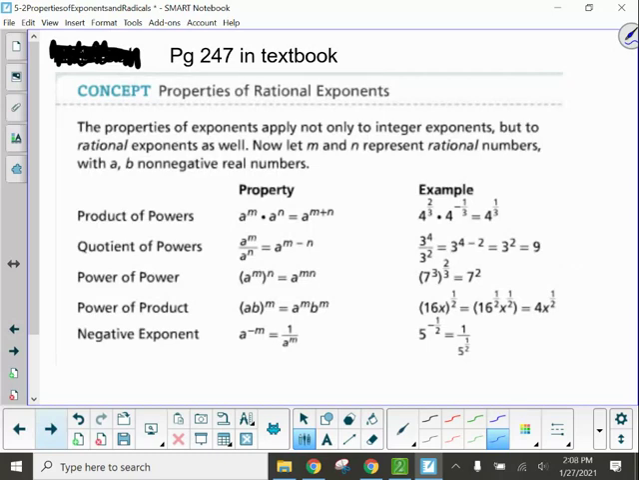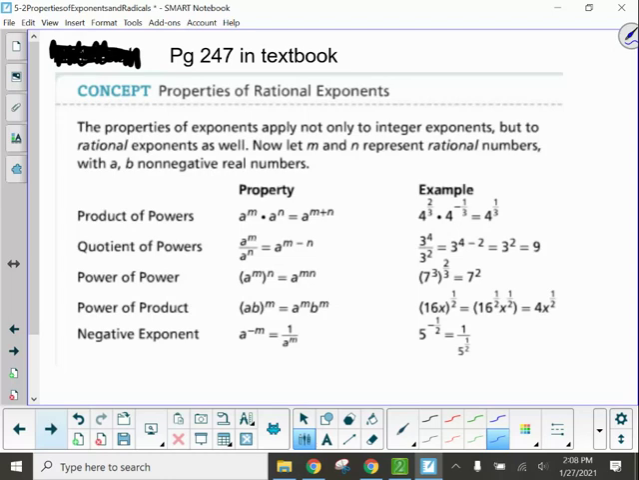This is in your textbook on page 247. I highly suggest that you copy this down so that you have these 5 different properties that we will be using throughout this section. If you want to take a moment and pause, you can copy them from this video. They are not listed in the PDF of the notes, so it is something you will need to copy down.